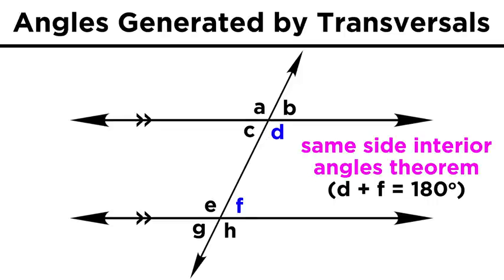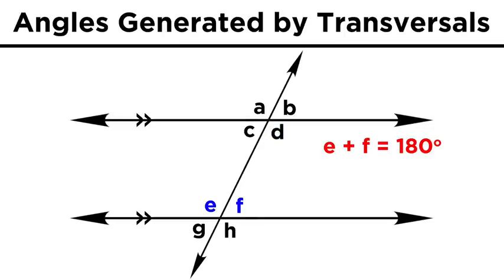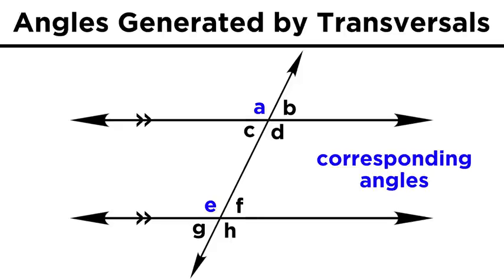There is also the same side interior angles theorem, which tells us that interior angles on the same side of the transversal are supplementary. That makes sense because these are supplementary and this one is equal to this one. So these two must also add up to 180. Lastly, angles in the same position with respect to one another are called corresponding angles.